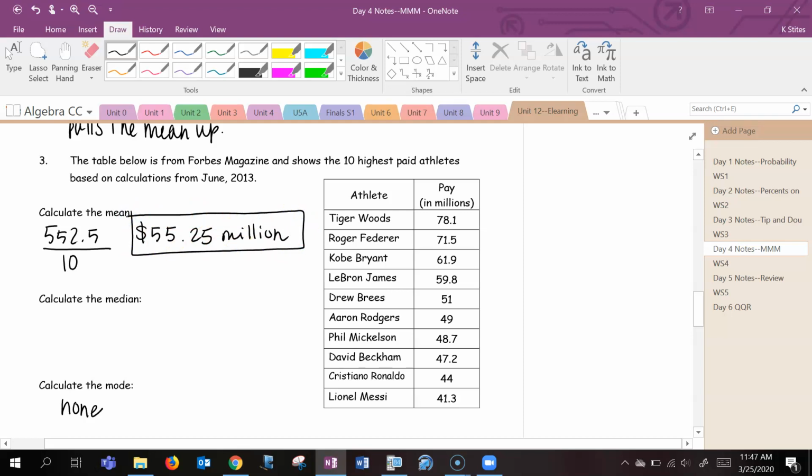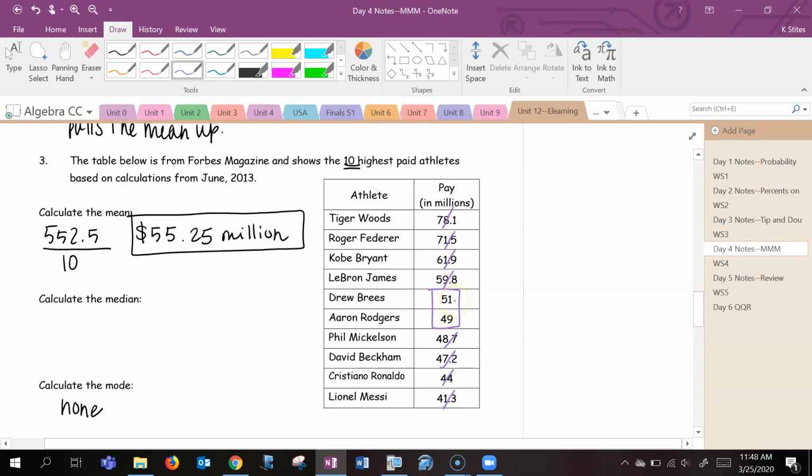All right, now the median. The 10 highest paid athletes, that's an even number. That means that you're going to have two numbers in the middle. Odd number, you only have one number in the middle. Even number, you'll have two. So I'm just going to go back and forth. What's nice is that these are already in order for me. You're going to get these two guys, Drew Brees and Aaron Rodgers, right here in the middle.